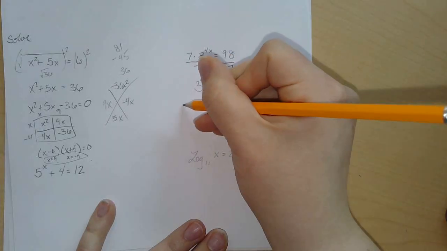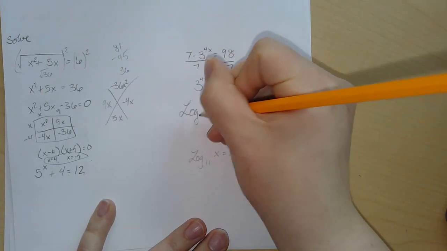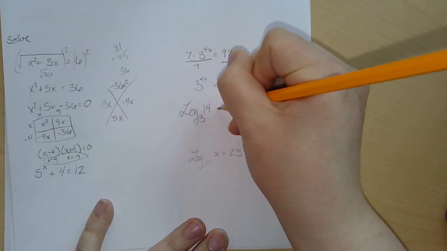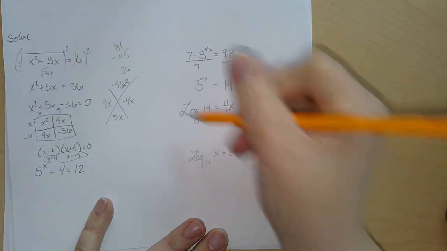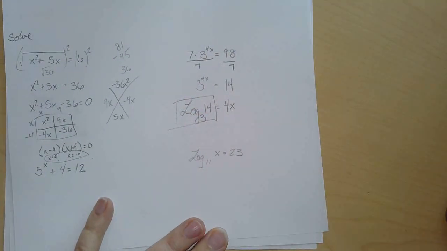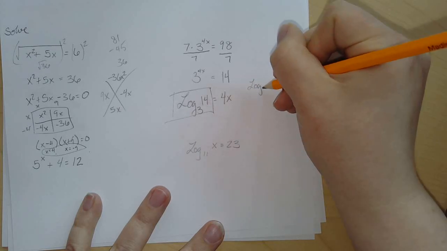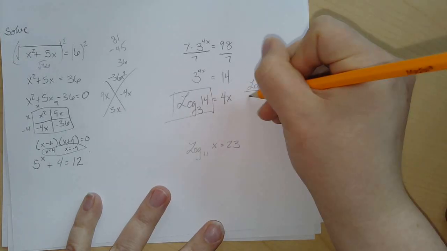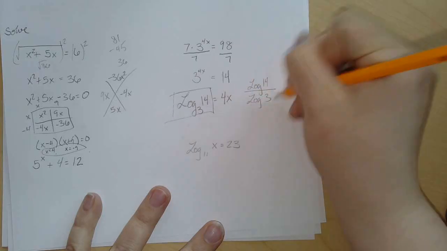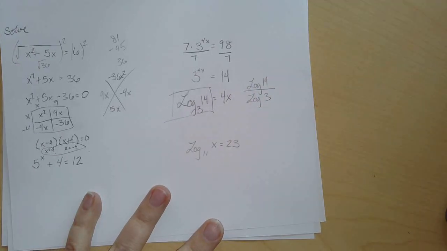Once I get to this point, I'm going to rewrite it as a logarithm. So log base 3 of 14 equals 4x. Now this we've talked about how to type into our calculators before. We're going to use that change of base rule. So log of 14 divided by log of 3. This is how I type it into my calculator. If you have a fancy calculator that can just do this, you can skip this step.